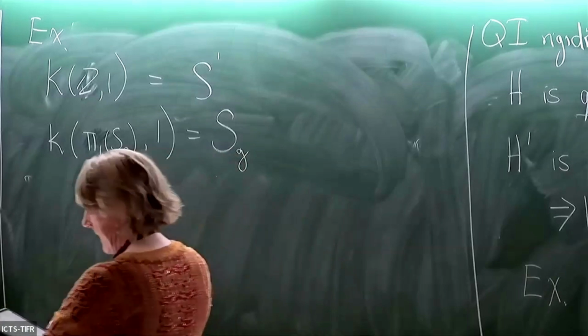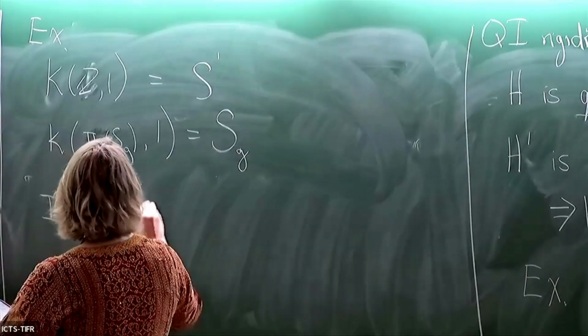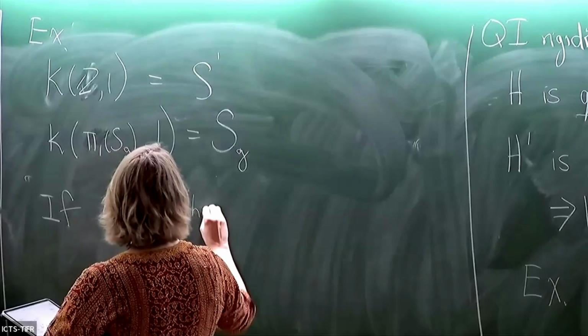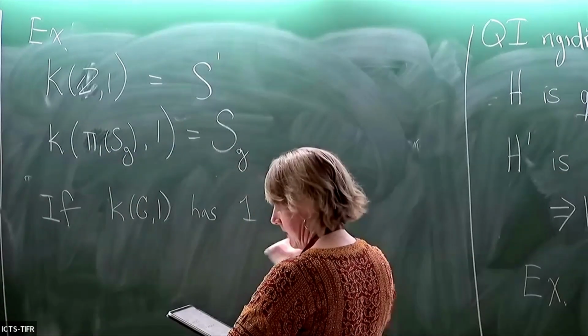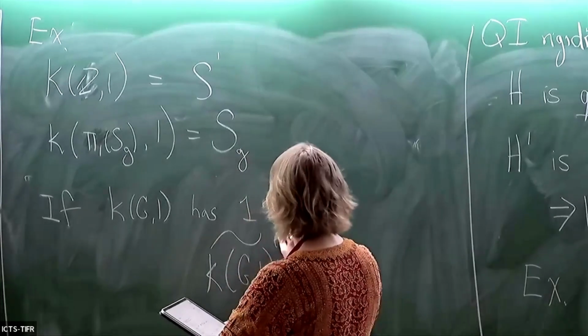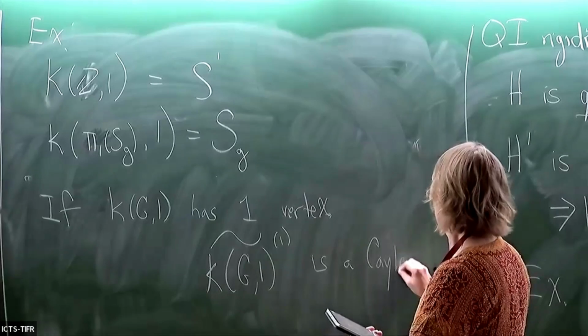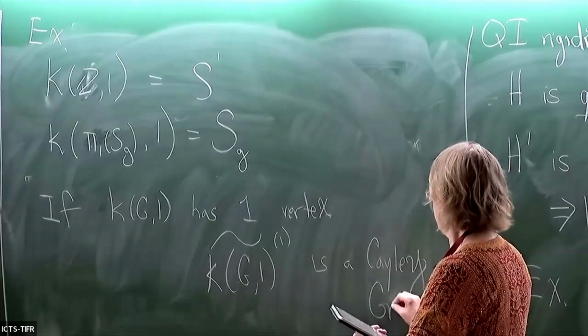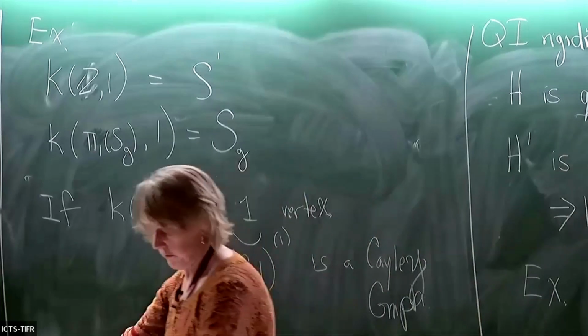Okay, if the KG1 has one vertex, then the universal cover, the one skeleton of that, is a Cayley graph. You can also construct it just like I constructed the one for the free group.